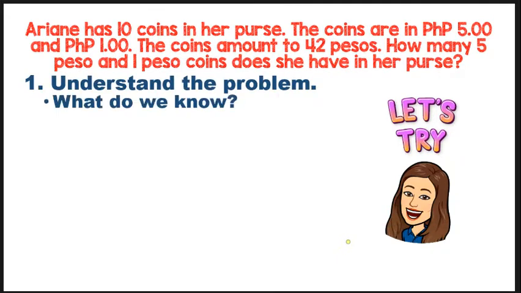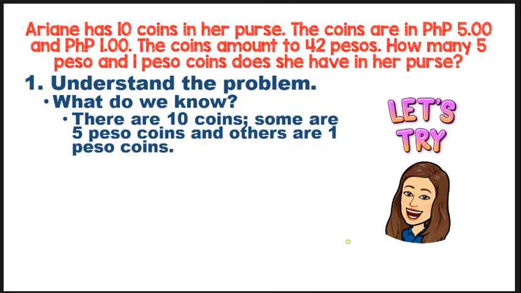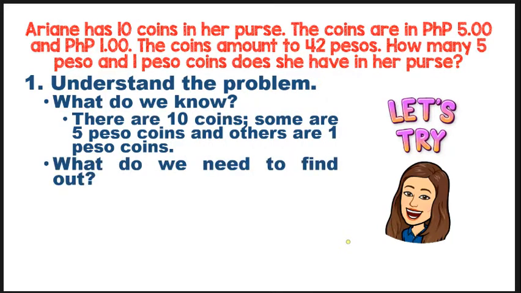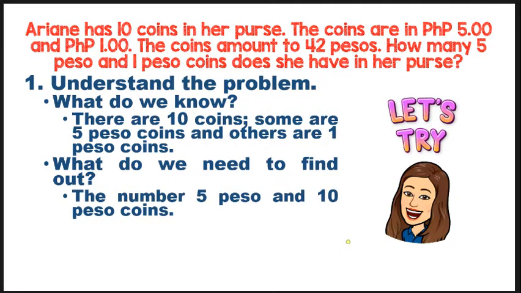Let's ask ourselves again, what do we know and what do we need to find out? We know that there are 10 coins. Some are 5 peso coins and others are 1 peso coins. What do we need to find out? The number of 5 peso and 1 peso coins.